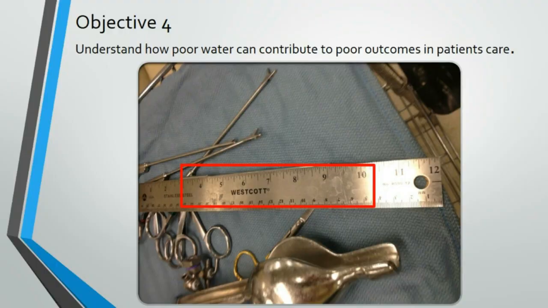Now we're on to our last objective. Understand how poor water quality can contribute to poor outcomes in patient care. We think of the ruler and it's like, oh, that's just a ruler. That's going into a sterile tray. It could be placed in a body cavity. Would you want all of those water spots? And we're hoping that those are water spots, right? I'm actually going to show you something in a couple of slides where maybe those aren't just water spots, and that's when it's an even bigger issue.